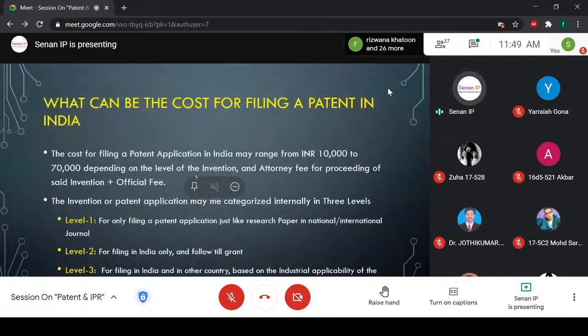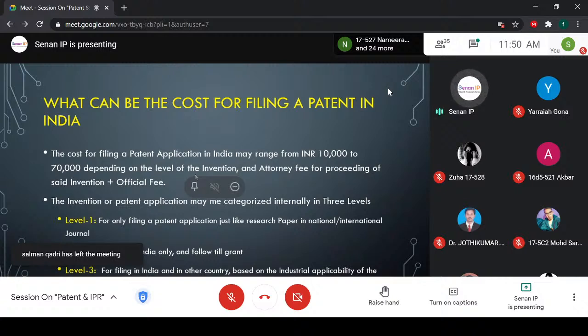What can be the cost for filing a patent application? To file a patent application, the cost may range from 10,000 to 70,000, or maybe 1 lakh rupees, depending on the country and the patent office, the patent attorney, the drafting process, all of these. So this is a typical cost of filing a patent application.